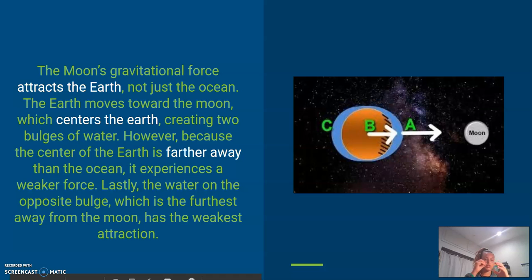So originally, there's the Earth here, the moon here, and a bulge of water here. But then the moon, as you can see in the image, also takes the Earth and centers it, so then there's water all around, with two bulges on each side.